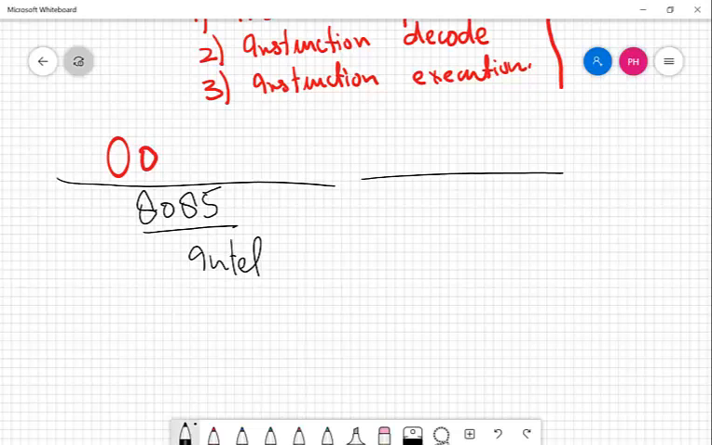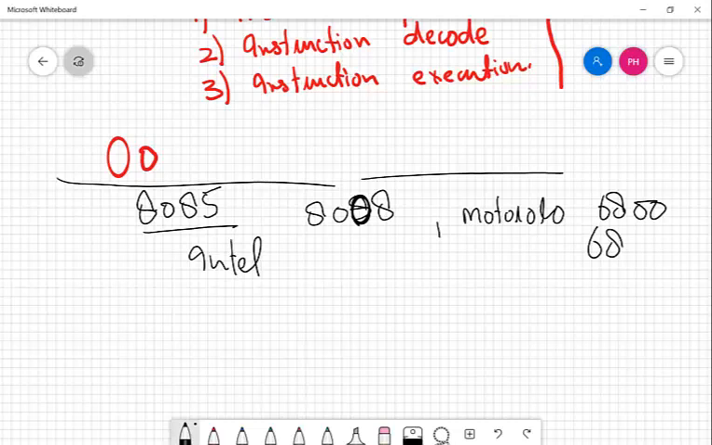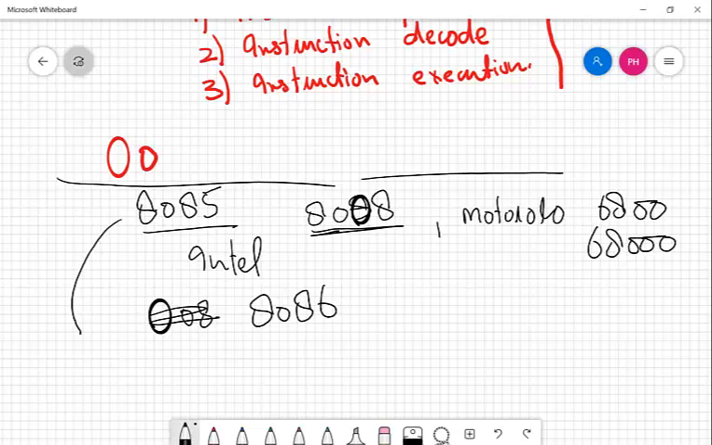There were some other early microprocessors like 8088, or from Motorola 6800, or there was Motorola 68000. Then we also had one more from Intel, 8086. The 8085 we are going to study, and also this 8088 and 6800, these are all 8-bit microprocessors.